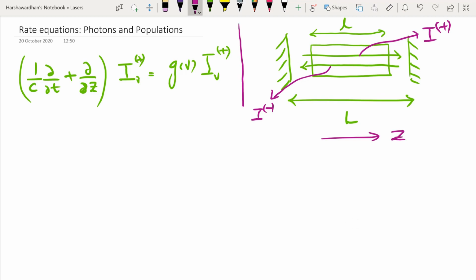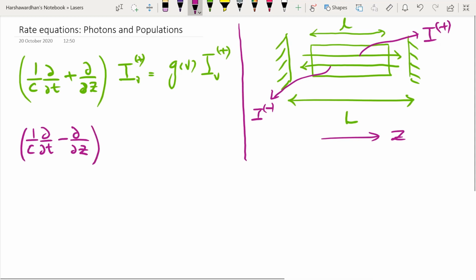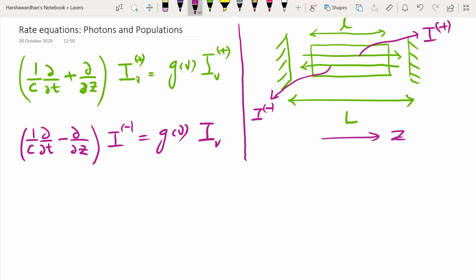So this is my schematic, and similarly, if I want to write down the left propagating field, all that I need to do is reverse the sign of my z. So I have 1 over c ∂/∂t minus ∂/∂z. That is, I have changed z to minus z and I get I minus, and this is g nu, which is the same gain, but now this governs the radiation propagating in the minus z direction. I plus and I minus, when we have reflectivities of the mirrors, that is R1 and R2, right?